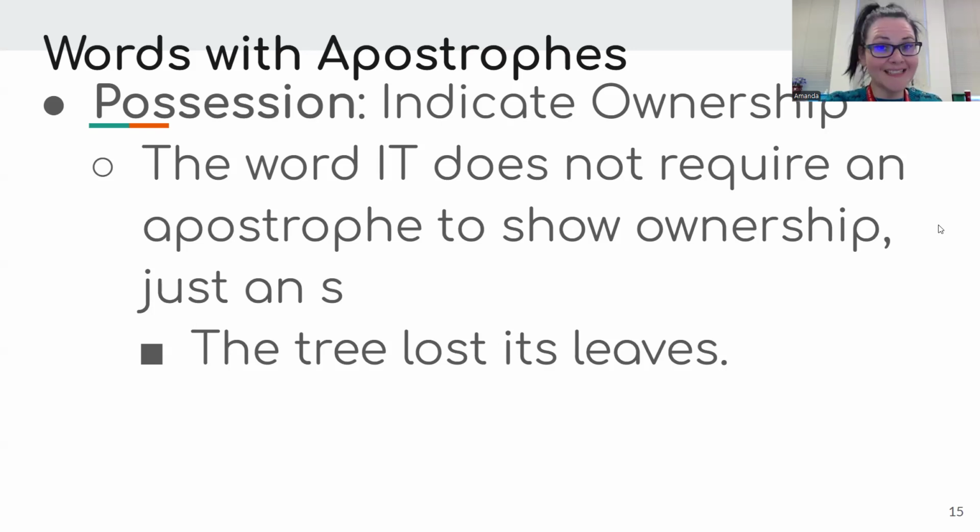So the word it does not require an apostrophe to show ownership. It gets its own special rule. You just add an S. So if you put a possessive for it, it's ITS, no apostrophe. So if you do put an apostrophe like this, that means it is. It becomes a contraction for it is. Okay? That's the only one that is special. It gets its own rule.